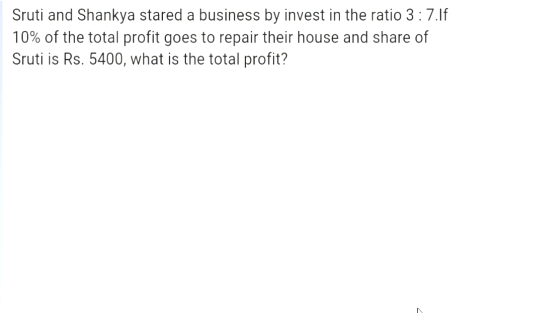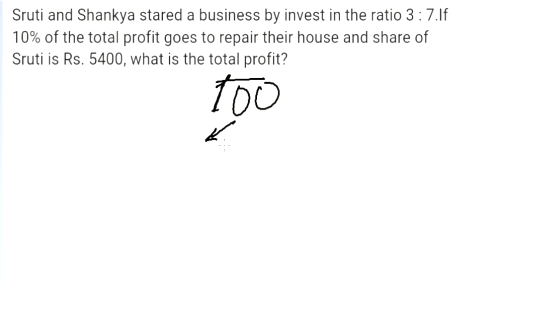Look at the question regarding ratio. Shruti and Sankhya started a business by investing in the ratio of 3 to 7. If 10% of the total profit goes to repair the house and the share of one is rupees 1,000. Again, whenever it comes to percentage, I will consider using a unit value of 100. I'll take 100 as their total profit.